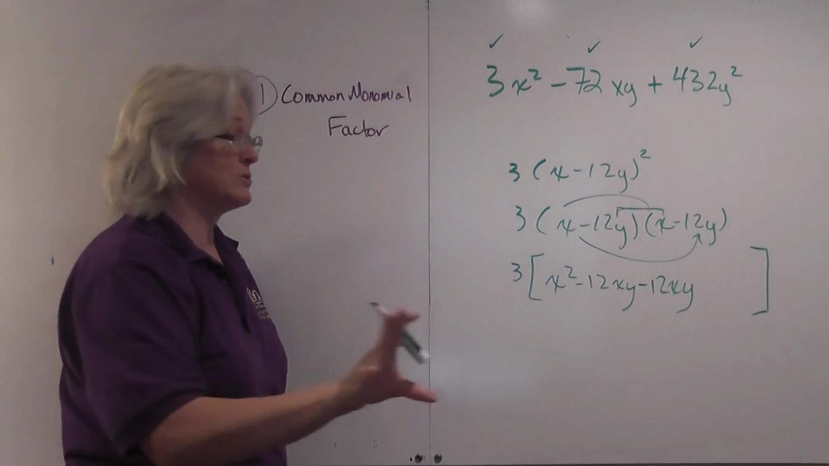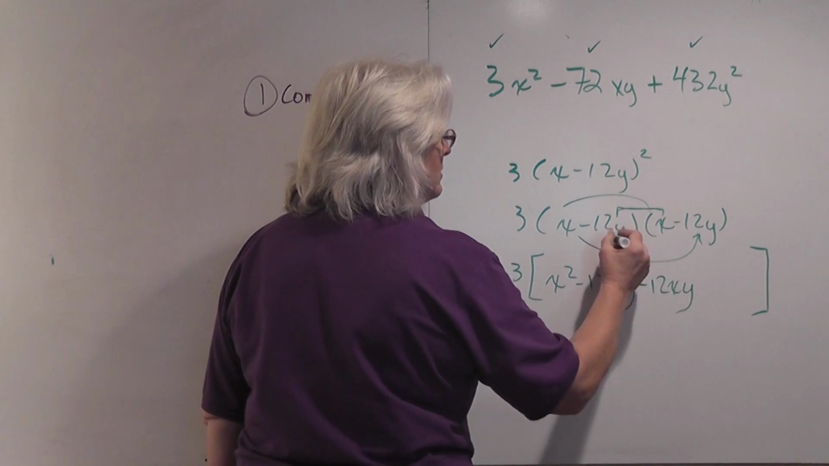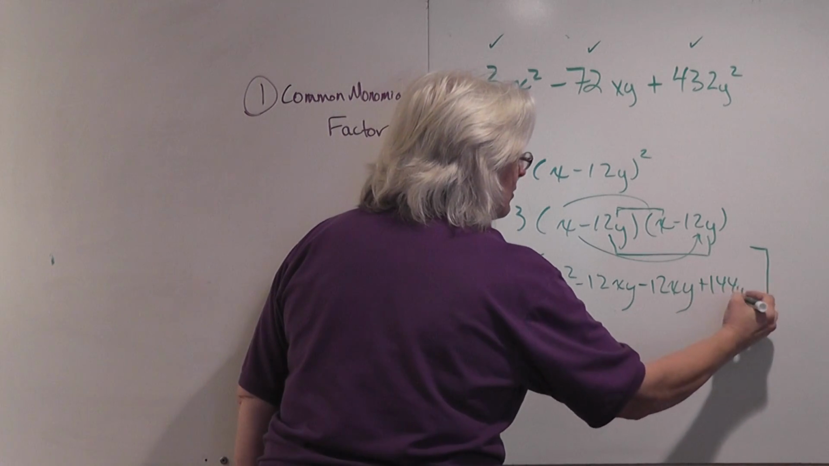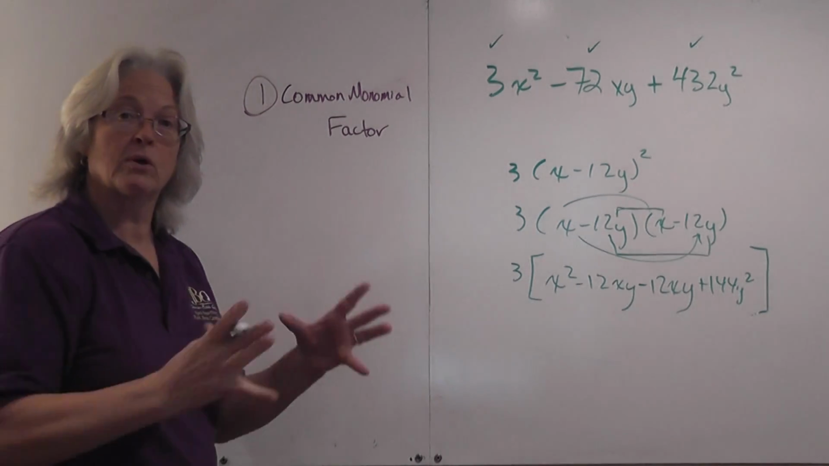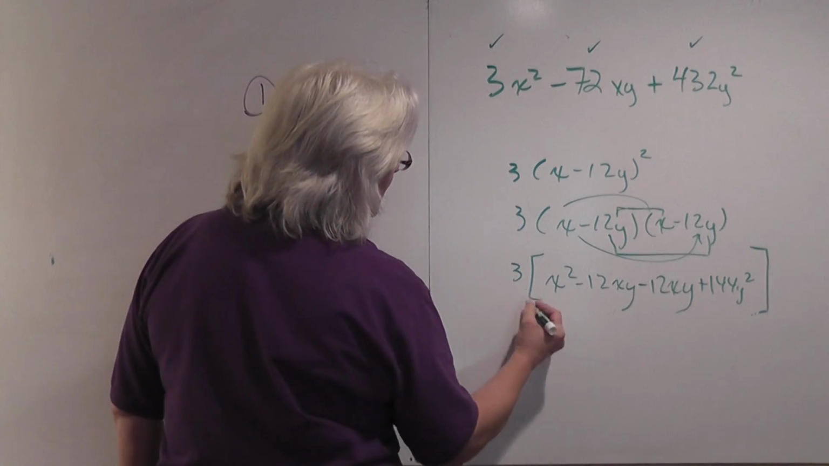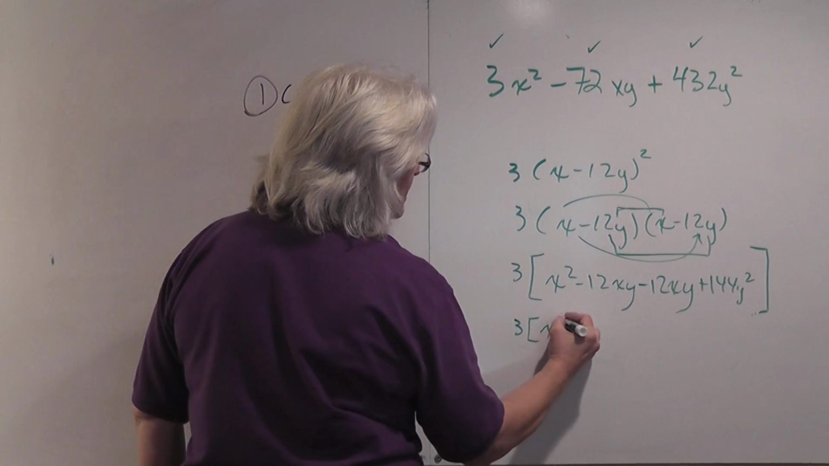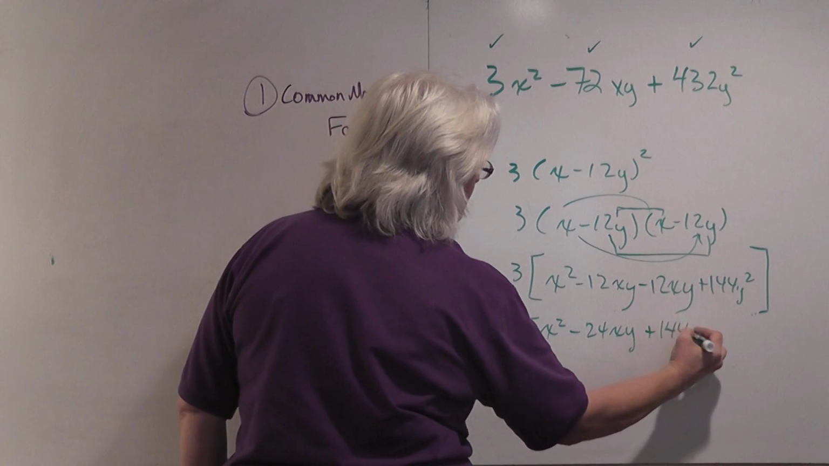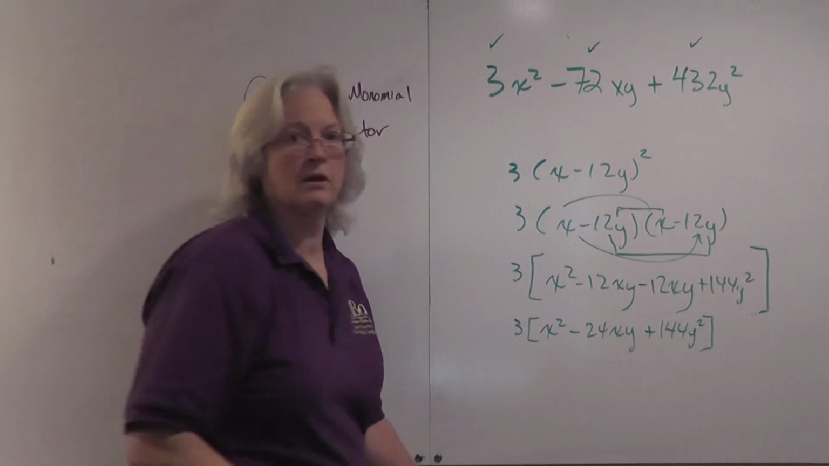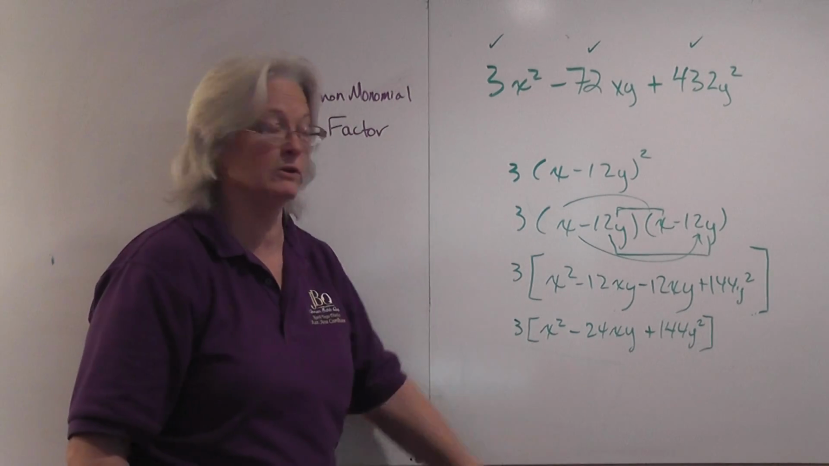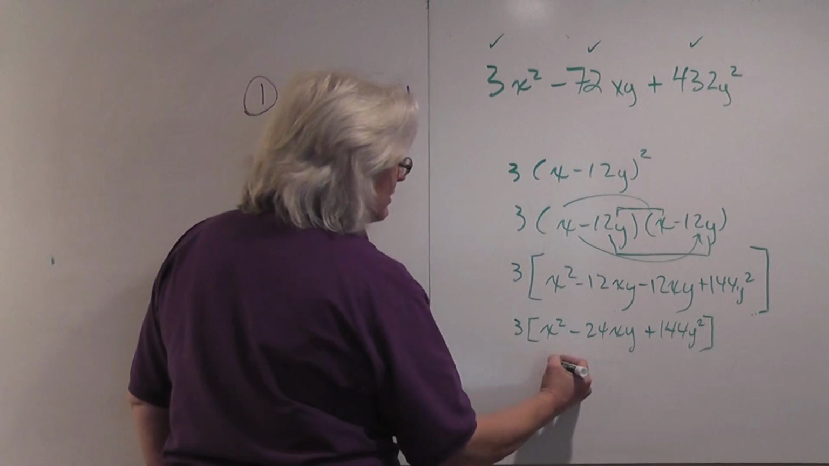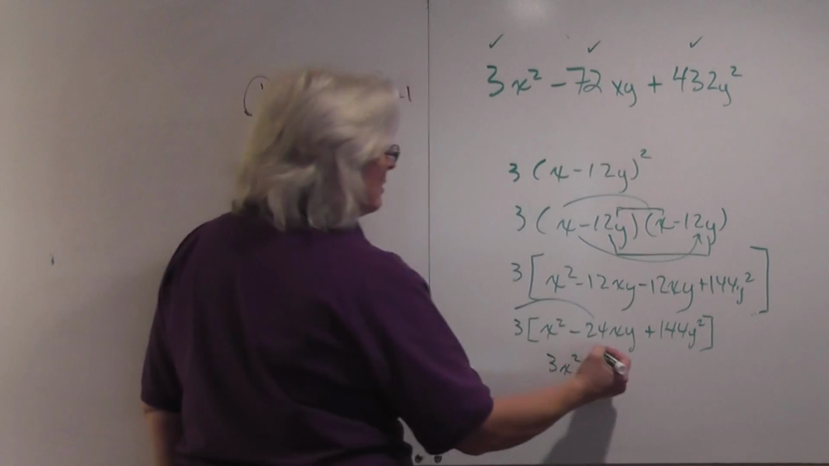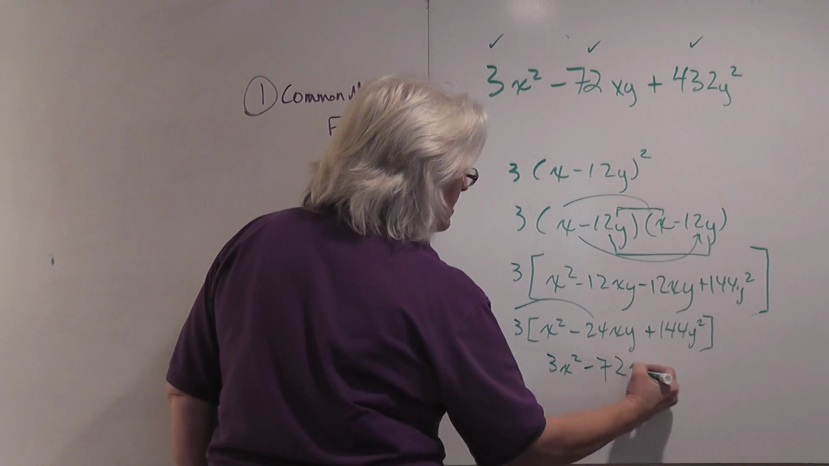Make sure that you're putting those variables in alphabetical order. Now, the product of our last terms, negative 12 times negative 12, is positive 144y squared. Now we're going to collect like terms within our brackets. 3 times x squared minus 24xy plus 144y squared. And yes, you could have changed this to parentheses if you wanted to. Now we're going to distribute our 3. 3 times x squared, 3x squared. 3 times a negative 24, negative 72xy.